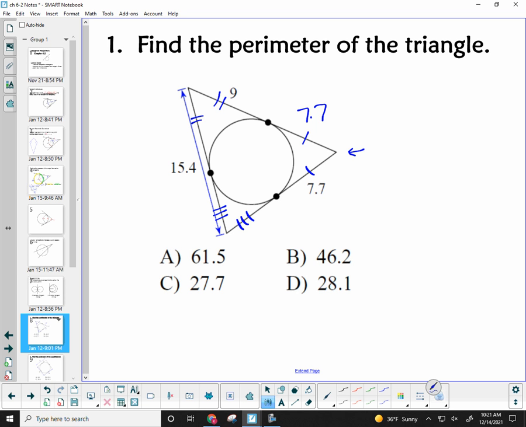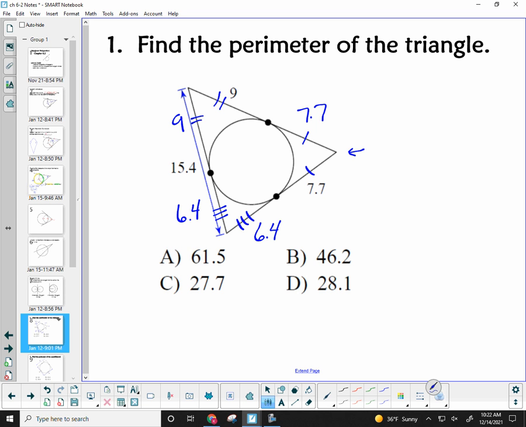Up top, if this is 9, this part here has to be 9. And then the bottom left corner, we can figure out. We know the whole left side is 15.4 units long. If the top part is 9, the bottom part has to be 15.4 minus 9, or 6.4, which means this part has to be 6.4.